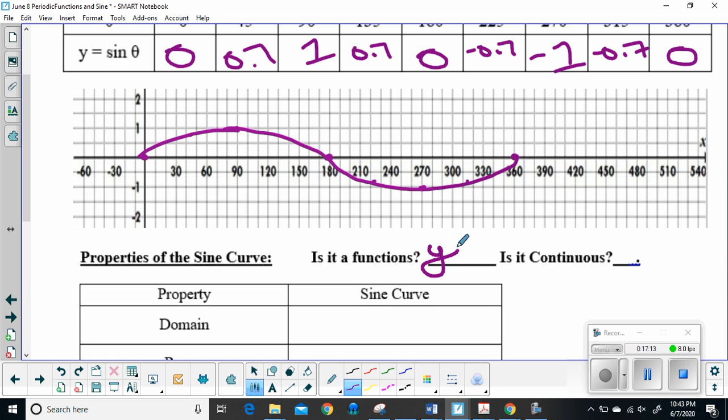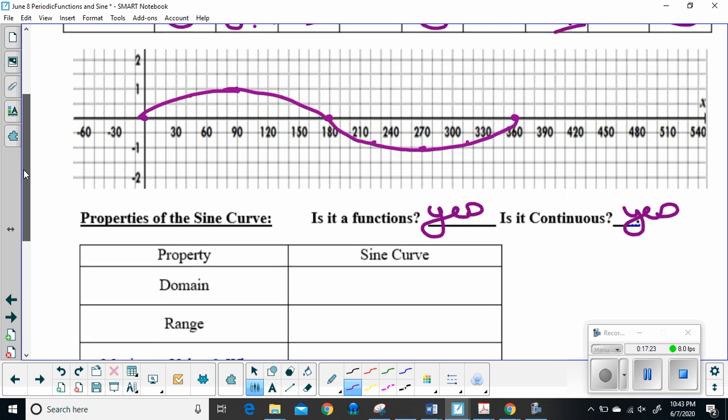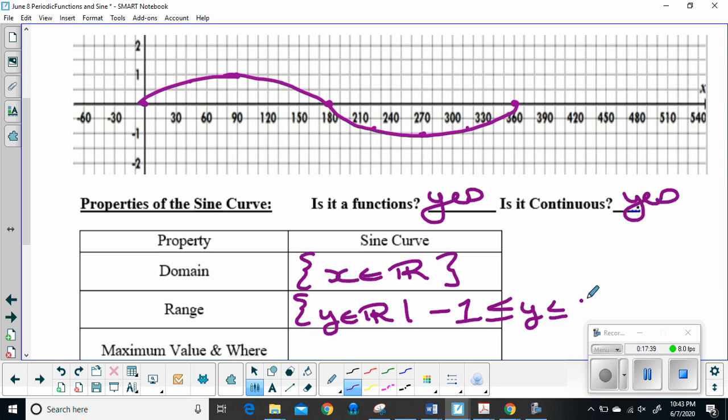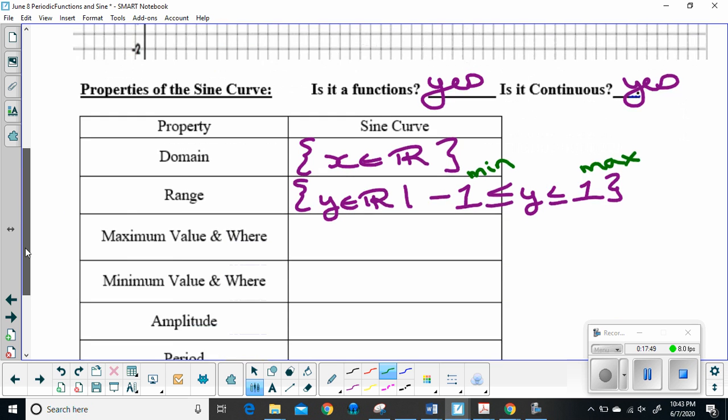Properties of sine curve. Is it a function? Yes, it most certainly is. Is it continuous? Yes. So continuous, remember you draw it without lifting your pen. And function, yep, it passes our vertical line test. In terms of our domain, there is never any restriction on this one. So x is any real number. In terms of the range, there is restriction, right? Because you have a minimum value of negative 1, so y is greater than or equal to negative 1 and less than or equal to 1, we have a maximum value of 1. So we do have to take into consideration that I have a minimum and I have a maximum, okay?